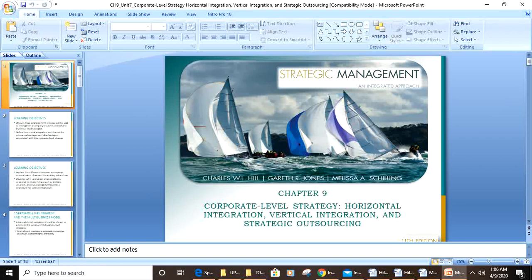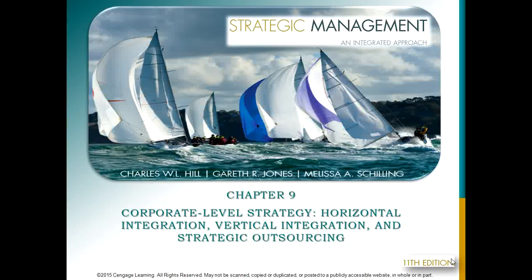Now, I am going to start with chapter 9: corporate level strategy, horizontal integration, vertical integration, and strategic outsourcing. As we proceed, let us understand that the chapter concerns corporate level strategy and focuses on different strategic implementations, that is, the choices that companies make with regards to horizontal and vertical integration.